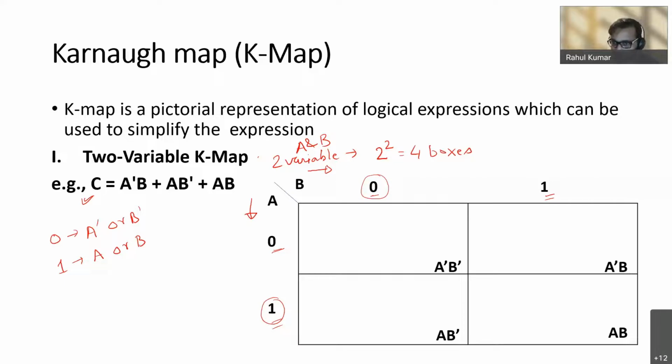Similarly, for this block, the value of A is 1 and the value of B is 1. So A is 1 and B is also 1 for this box. So I can write it as A, B, right? So at the corner you could write it as AB.